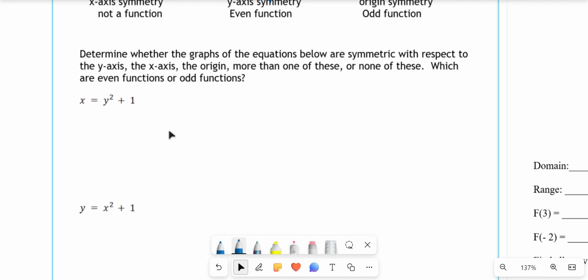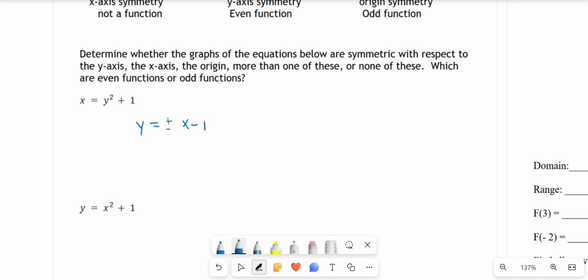So this one's a little peculiar. If I wanted to look at the y value in terms of x, I would first have to take the x and subtract 1 from it, and then I'd have to get rid of the square, which would be plus and minus the square root of this number. So this is not a function, because when I write it as f of x, I get 2 values.